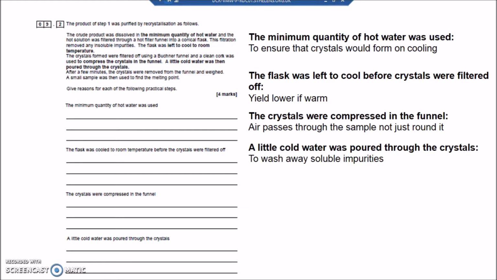A little cold water was poured through the crystals just to wash away any impurities. There'll be soluble impurities. They've got to be soluble to dissolve in the cold water that's washing them away.